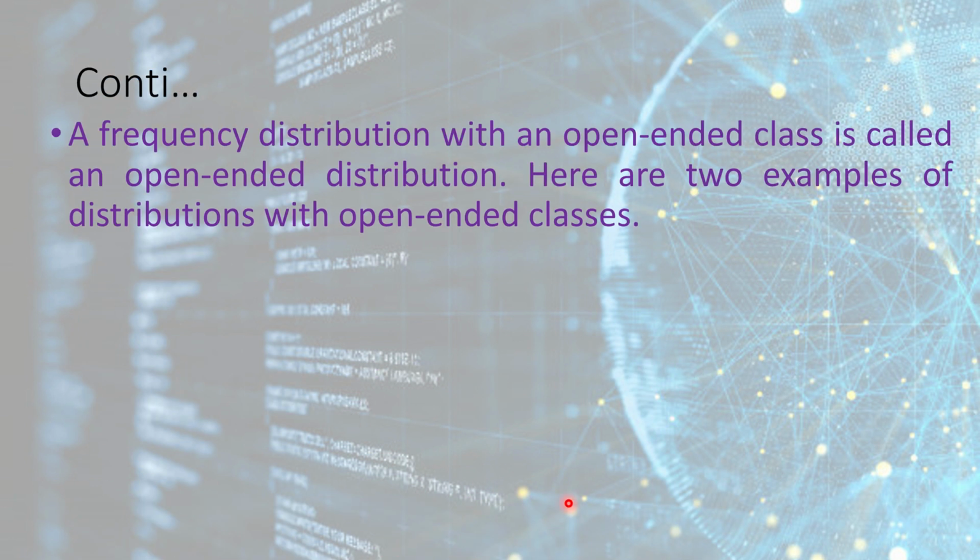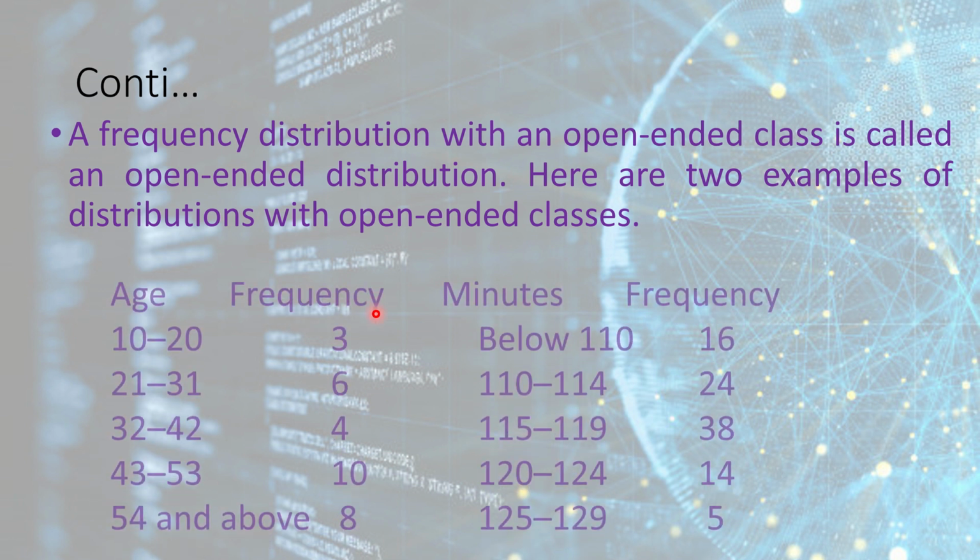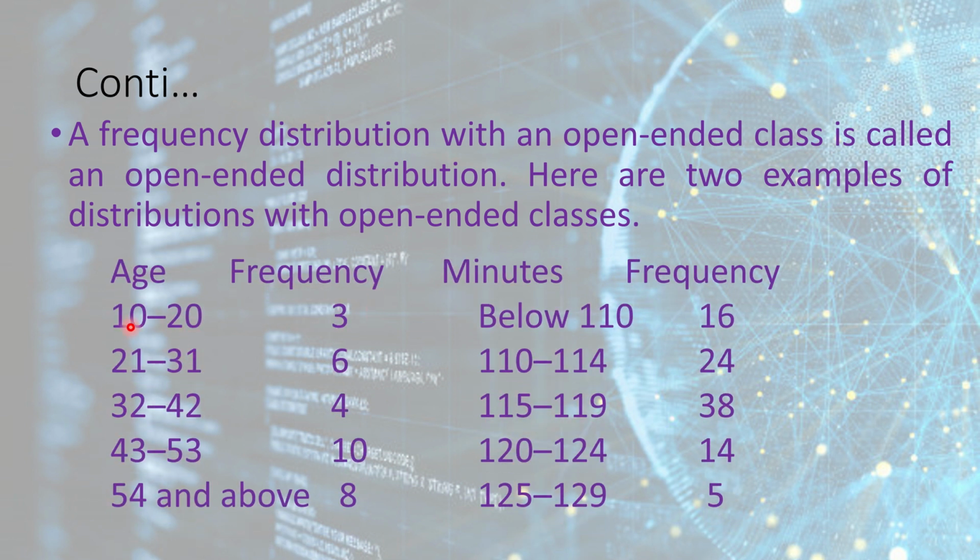Okay, a frequency distribution can have open-ended classes as well. In that case, we call it an open-ended distribution. Examples are, you see, in this case, we say 10 to 20 age, that is 3 individuals, and then after 54, we might have something that jumps in the data, and we may not introduce one class to accommodate that in one group. So we simply write 54 and above.